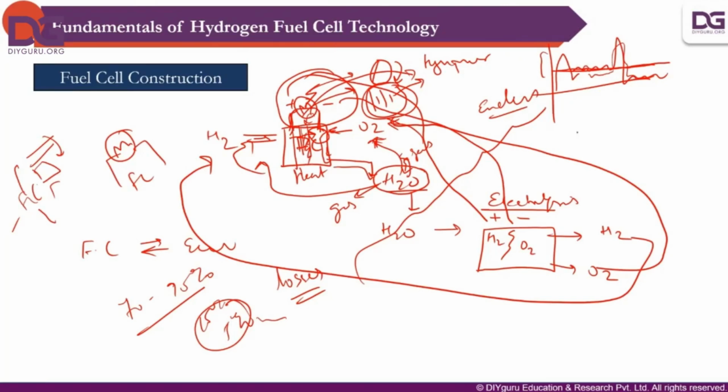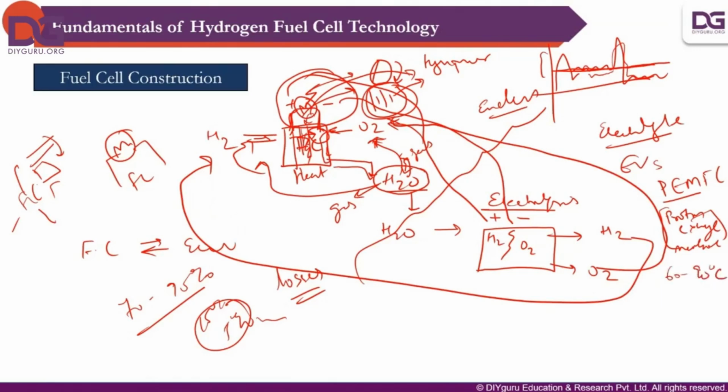The type of fuel cell is linked with the electrolyte. If you talk about the electric vehicles, we use a PEMFC, that is the proton exchange membrane fuel cell. This is called proton exchange. We will see all these also in our further slides in this module. The proton exchange membrane has some temperature range also. It goes up to 60 to 90 degrees Celsius, which we can easily implement in our electric vehicles.